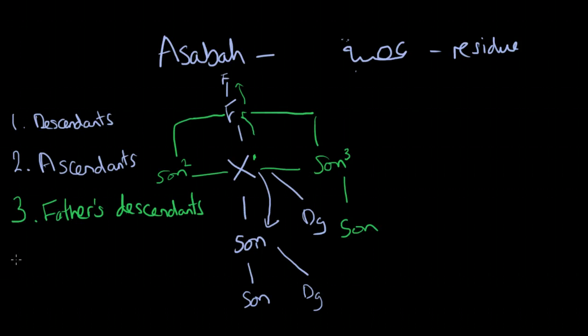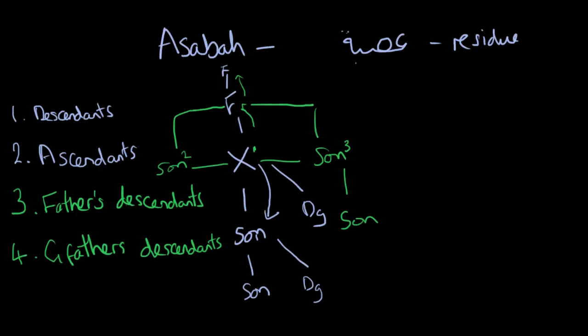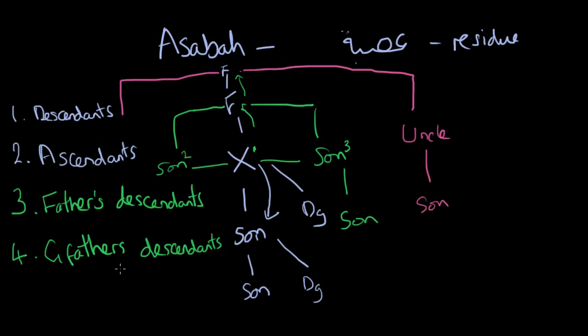The fourth category is the grandfather's descendants. So we've got the father, so just change the color. We've got father, and we also have the grandfather. So now we are talking about X's uncles. So this is uncle, is actually X's father's brother, and his children. So fourth category, grandfather's descendants, meaning X's uncle and his sons.